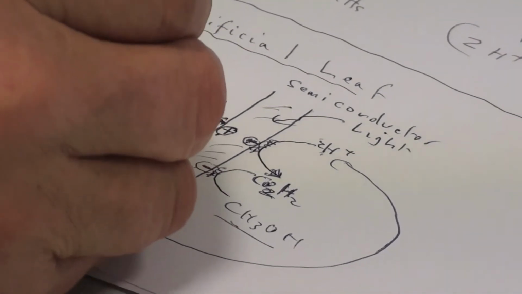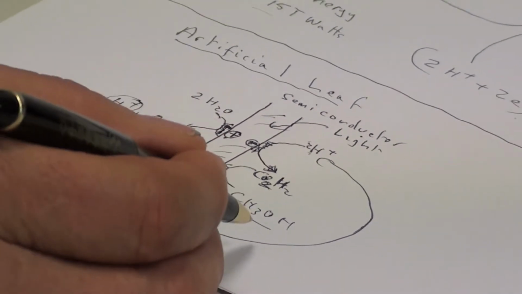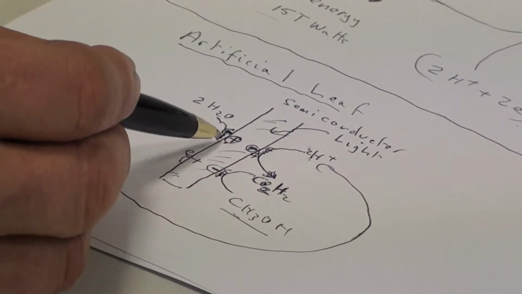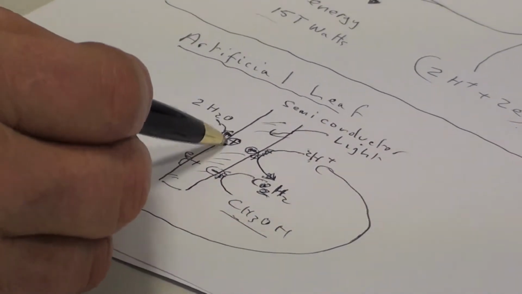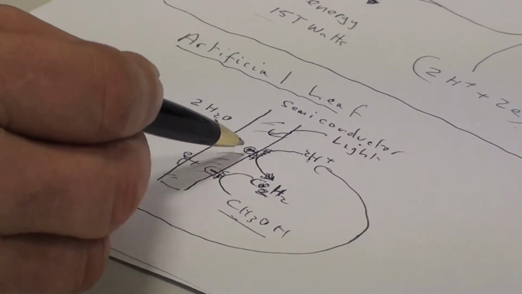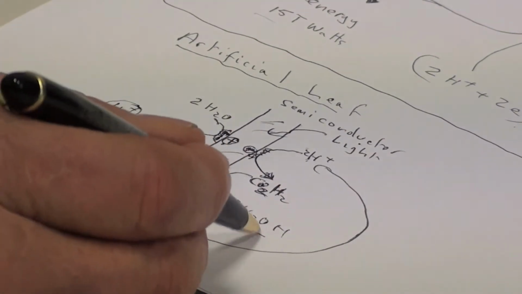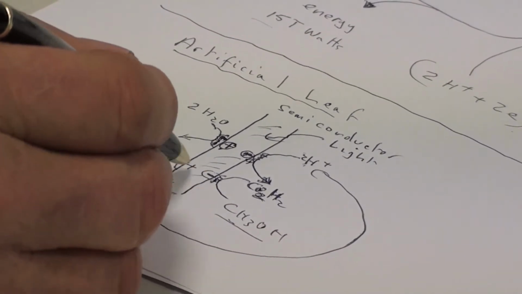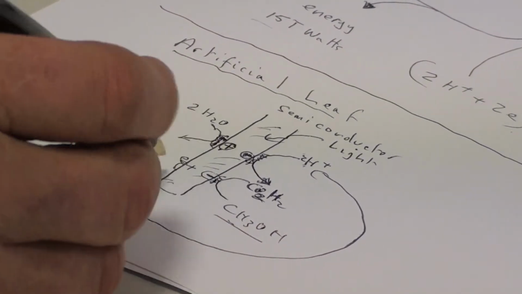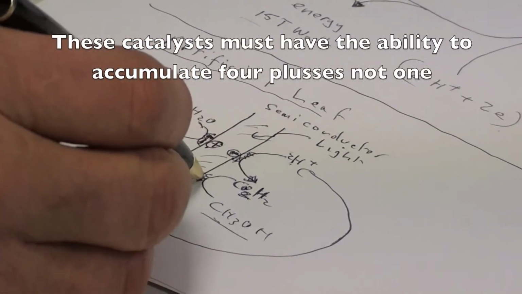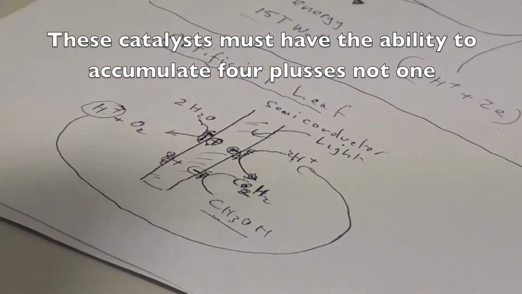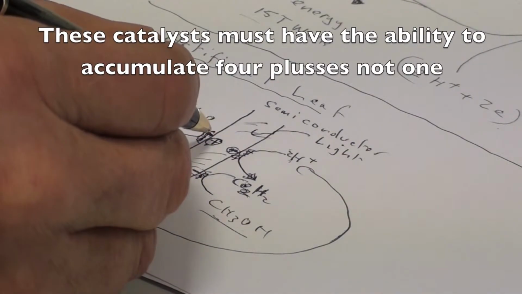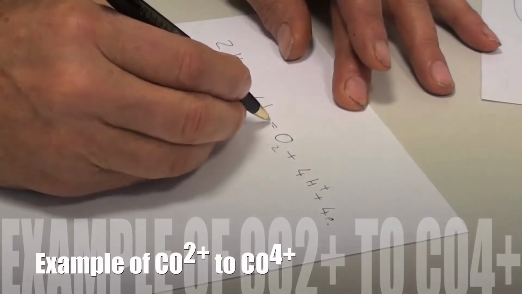They're not single electron reactions, they're 4 electron reactions. So you can't do this reaction with one positive, you have to have 4 positives. And on this side, similarly, if you want to make ethanol, you have to have 6 negatives. So it's not a simple one electron process. So these catalysts that you have here and here must have the ability to accumulate 4 pluses, not 1 but 4.